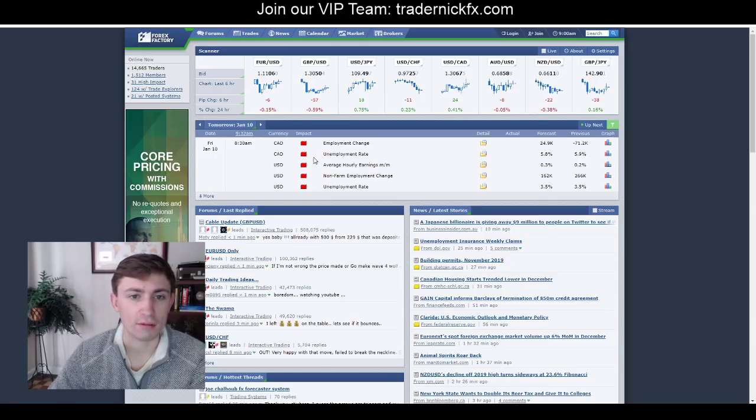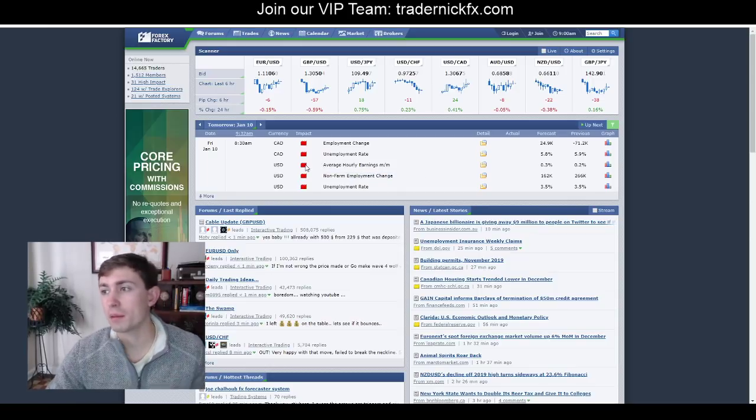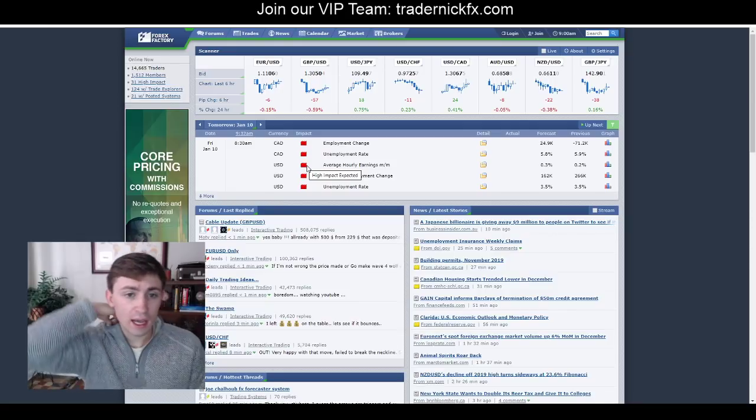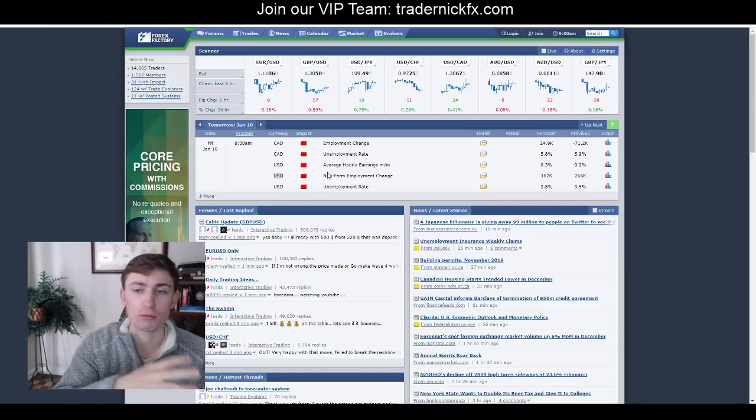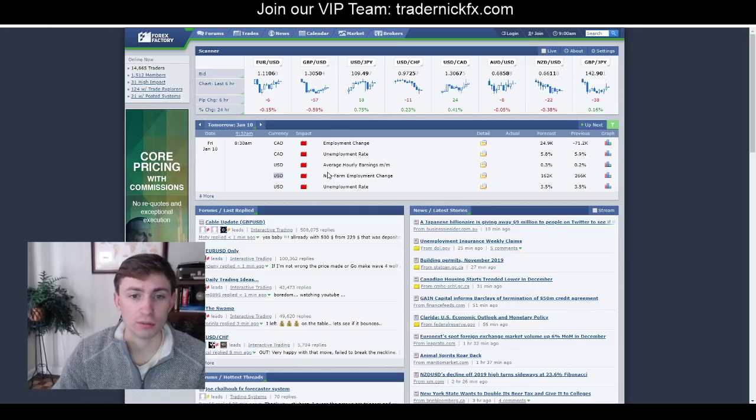Of course, we do have unemployment rates for Canada, and we also have the non-farm employment change for the US dollar, which is, of course, a very, very big one. A lot of people around the world watch to see how that news impacts the US dollar, as a lot of times it can ripple effect and cause different things around the world, right? People are all watching to see how the US dollar performs, that sort of thing.